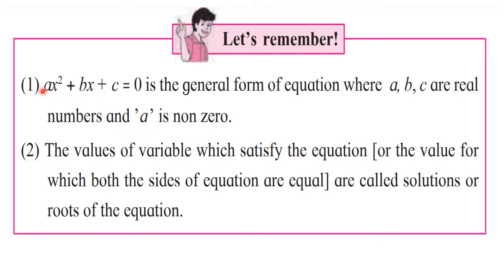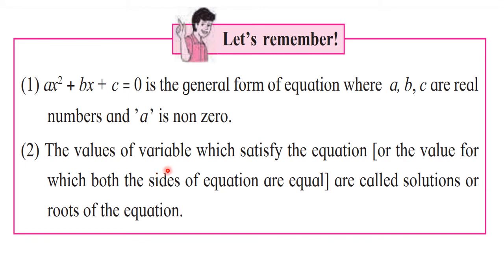The reason is told to you because if a is equal to 0, then the equation will not have degree 2 and then it will not be a quadratic equation. That is why this is an important condition, that a cannot be 0, or a is non-zero. Okay. Then afterwards we saw the roots or solution of the equation.